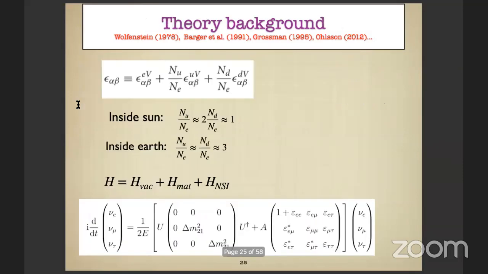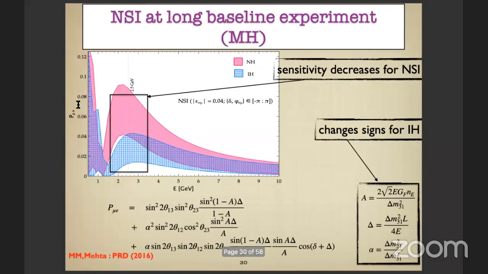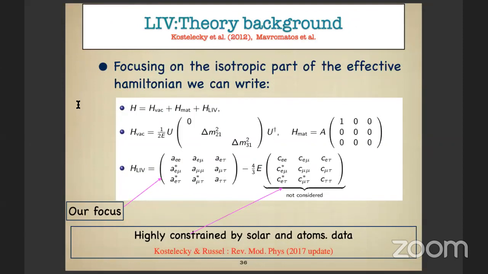By the way, in case you're answering, again, there is a related question by him. Is there any correlation between LIV and CPT violation, if existing in nature?